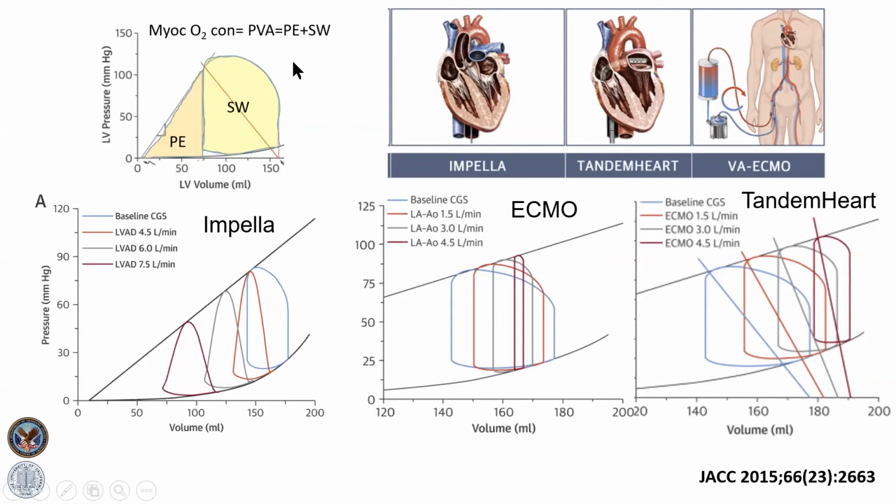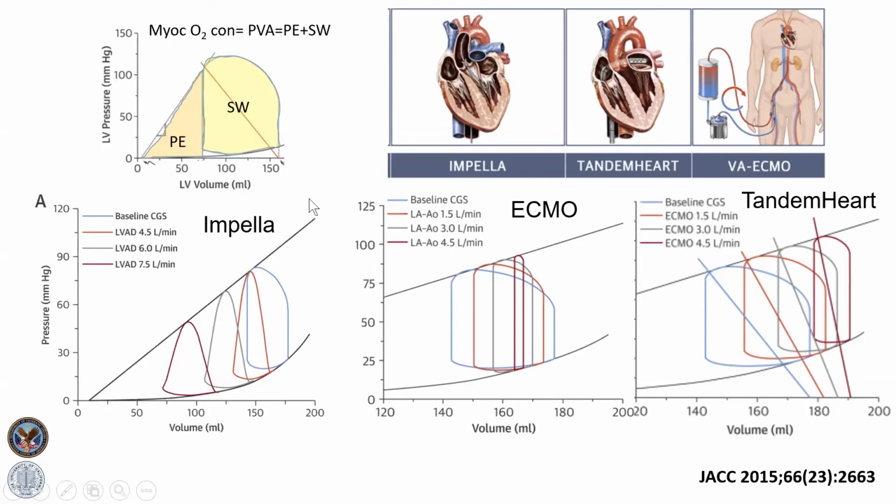And as that shifts, or as the curve moves, the total area of both potential energy and stroke work energy tells us what this heart's myocardial oxygen consumption is doing. So we would like to see not only pressure volume loops that are effective in increasing pressure and stroke volume as an output as needed, but also in reducing total myocardial oxygen consumption, or total area.